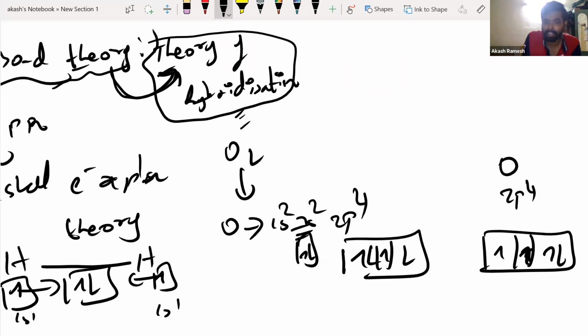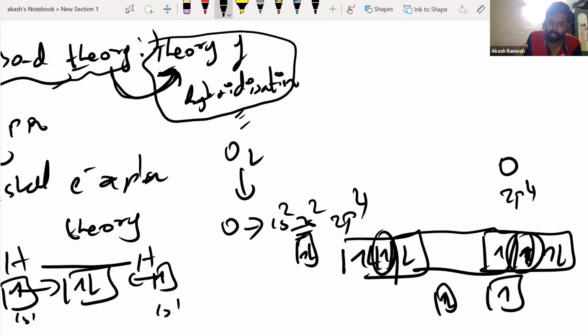Okay, now you see these two will come together and make 2 electrons, and these will come together to make 2 electrons. So obviously, between the oxygens there's a double bond. As many unpaired electrons as I have, that many covalent bonds will be formed.